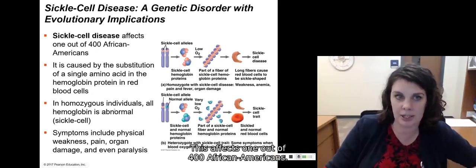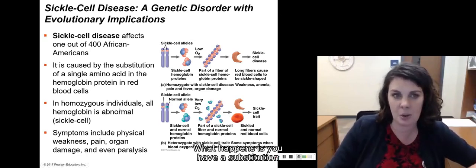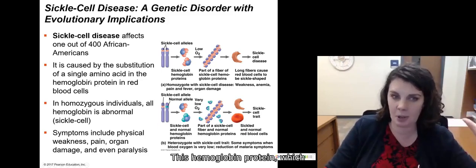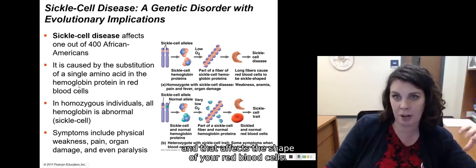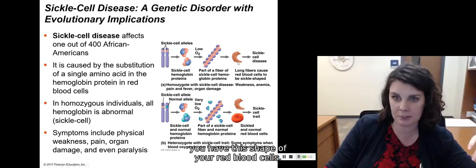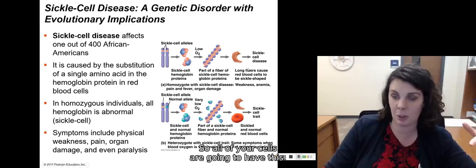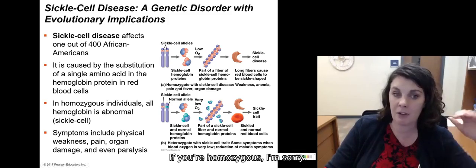Sickle cell disease is another genetic disorder. This affects 1 out of 400 African Americans. What happens is you have a substitution of a single amino acid in the hemoglobin protein, which is used by red blood cells, and that affects the shape of your red blood cells. So in sickle cell disease, you have this shape of your red blood cells. If you're homozygous, all the hemoglobin you make is abnormal, so all of your cells are going to have this. And that is going to lead to you feeling weak, anemic, pain, fever, organ damage.